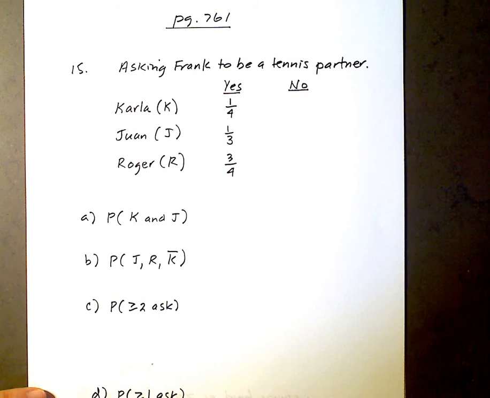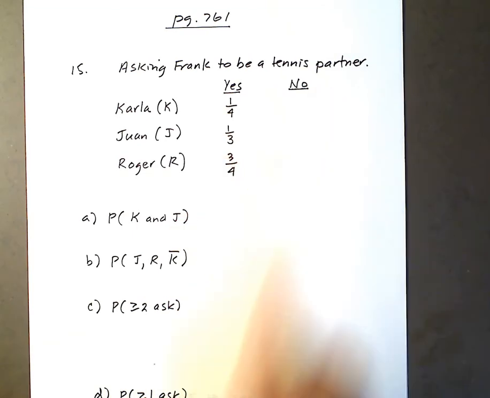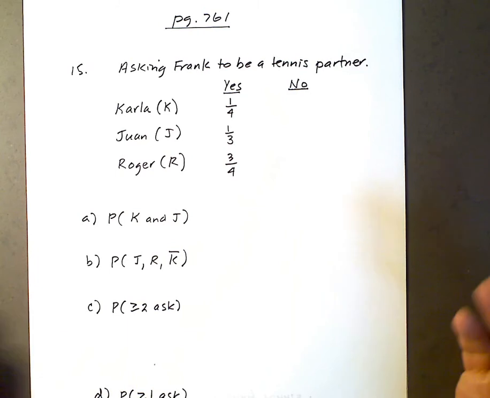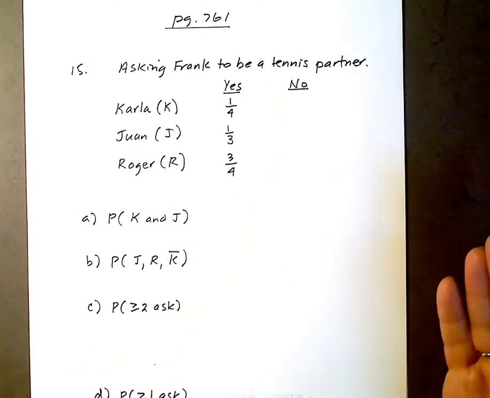All right, this is number 15 on page 761, and this is probably the more complicated of the problems in this set, but it's easier to work through if you organize your work maybe in a little two-way table. This is about three people and their probability of asking Frank to be their tennis partner.